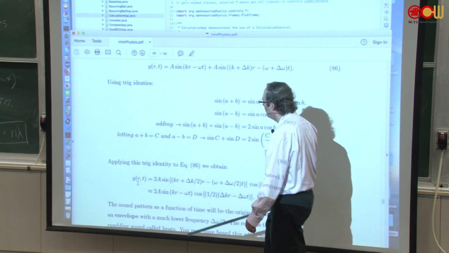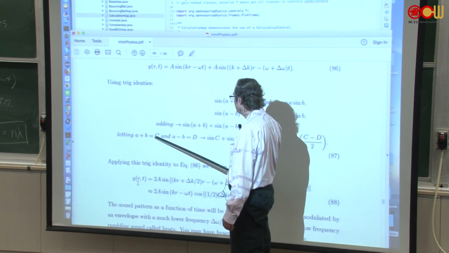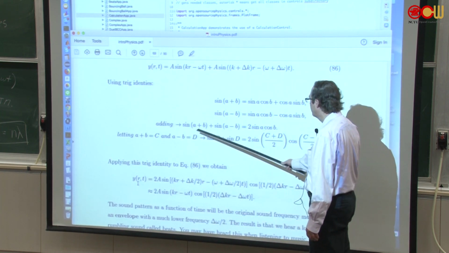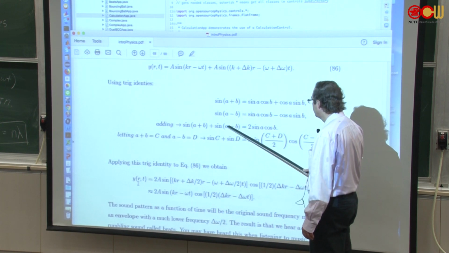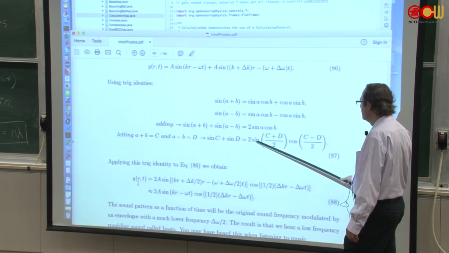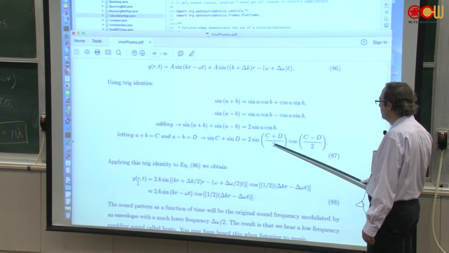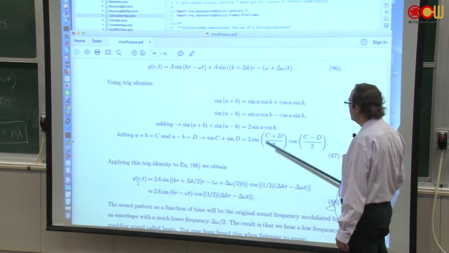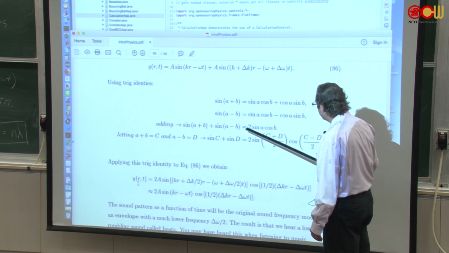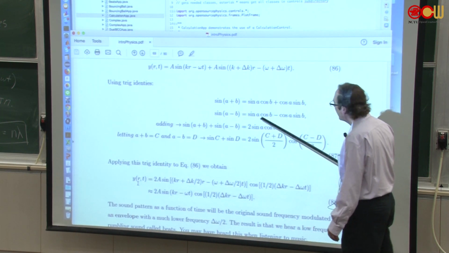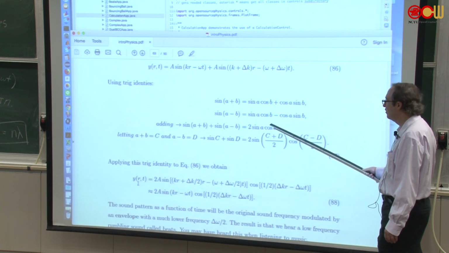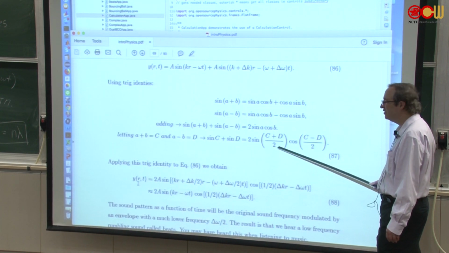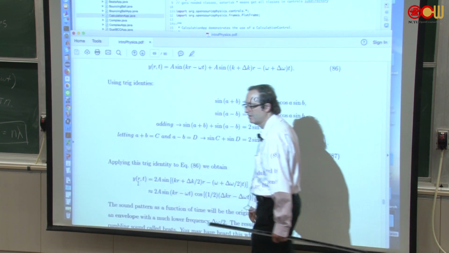Then I make a change of variables. I'm going to let A plus B equals C. A minus B equals D. And if you work this out, then you get sine of C plus the sine of D equals 2 sine of (C plus D)/2 cosine (C minus D)/2. Okay, so the key idea here is that this thing here is a product of two sinusoidal waves. One with roughly the same frequency, C plus D over 2, the average frequency, and the other with the difference between the two.